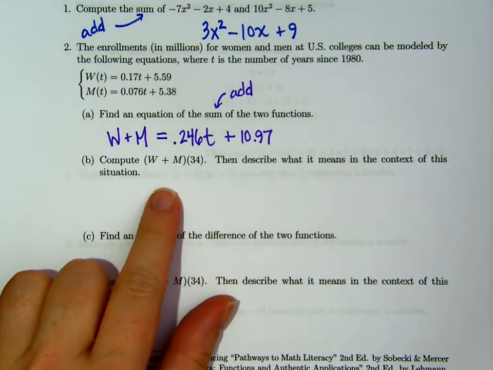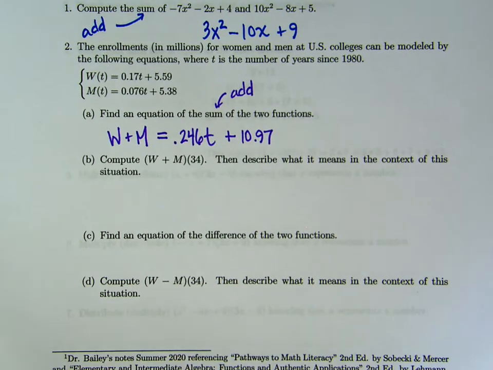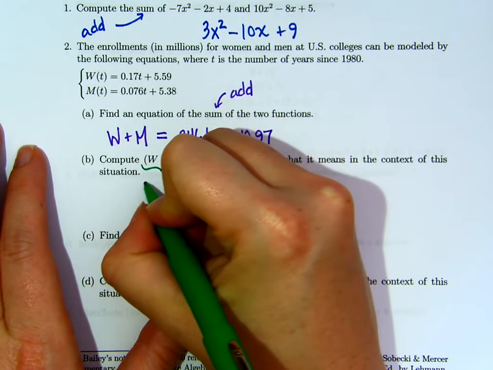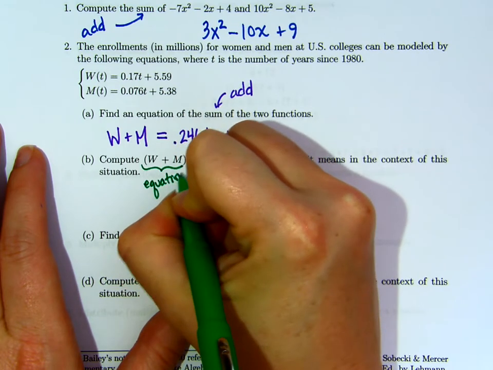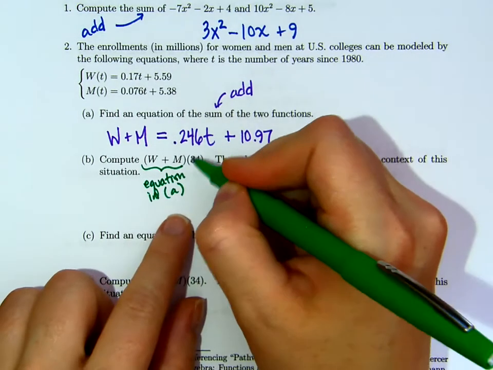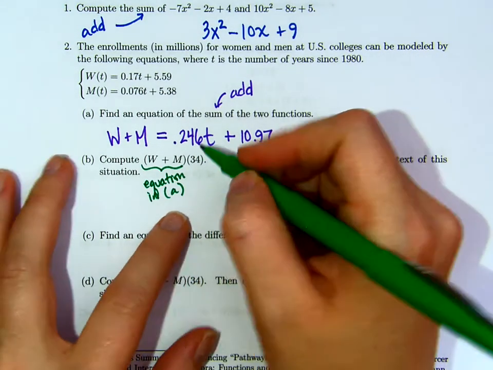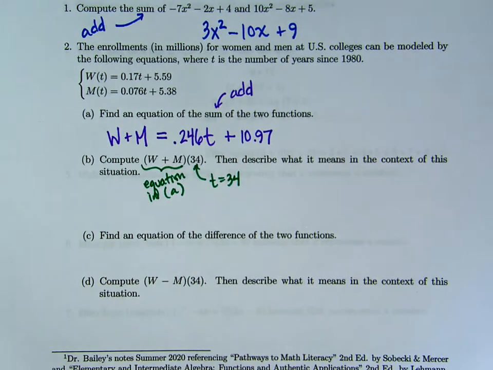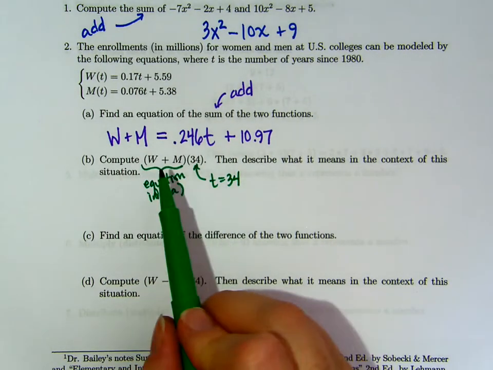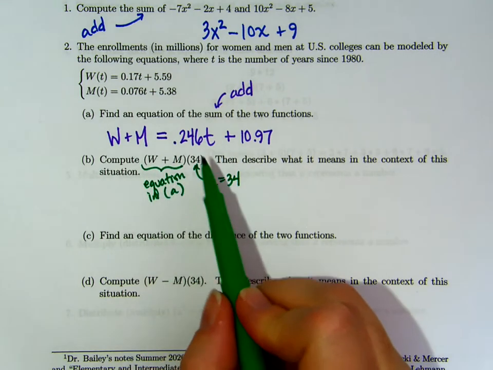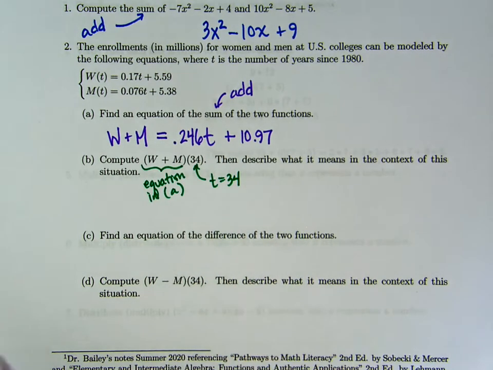Compute W plus M of, so this is function notation. Okay, so this is a brand new equation in part A. And this is saying the input is 34. So this is saying t equals 34. That's how I translate this, because it's function notation. So we're not talking about multiplying it. We're talking about take W plus M of 34. And then describe what it means.